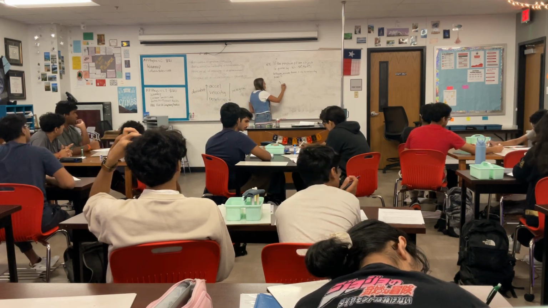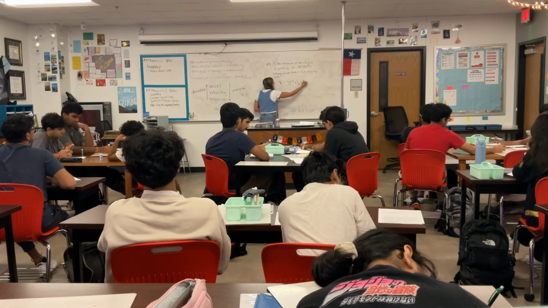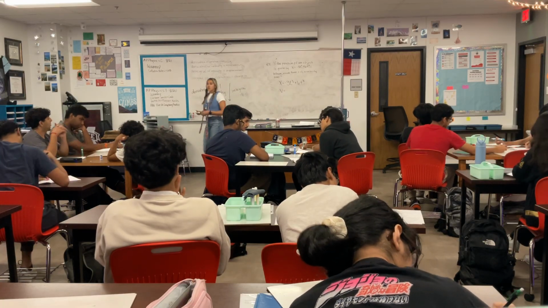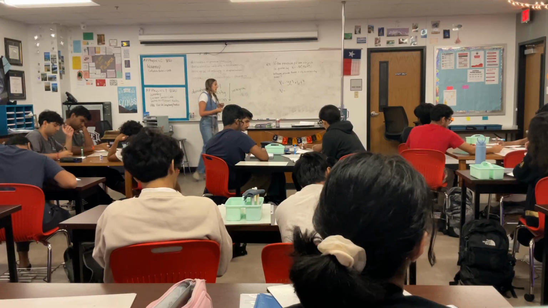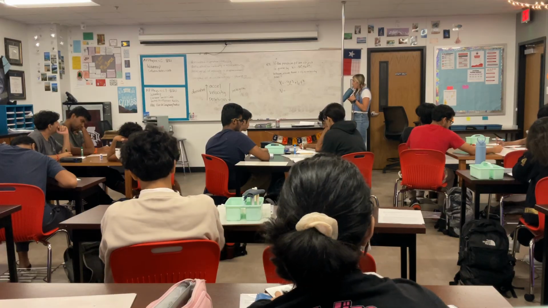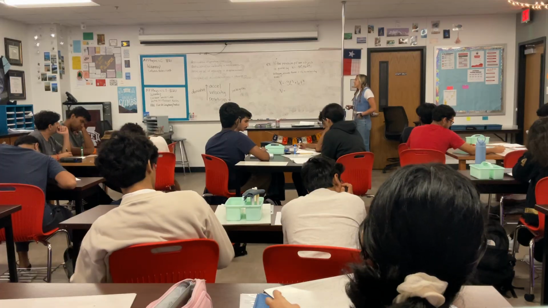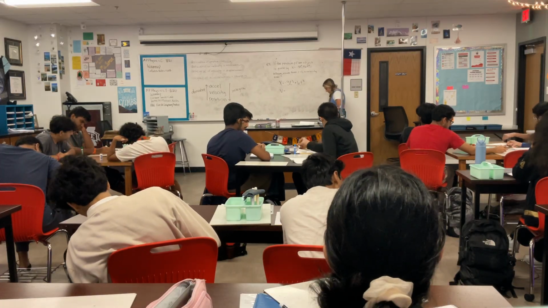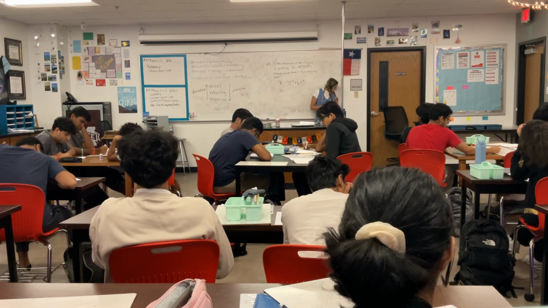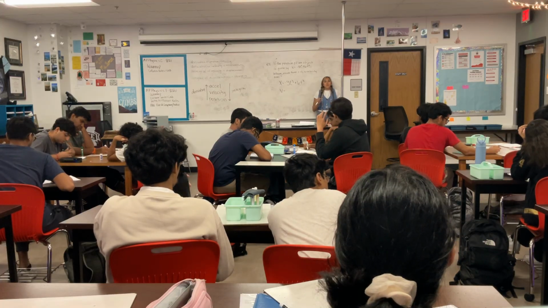I've got position is negative 3t cubed plus 6t squared. What would be my velocity equation? Try and do it yourself real quick, then I'll ask somebody. So you're trying to take this derivative and find the velocity equation. Anybody feel confident and want to share?